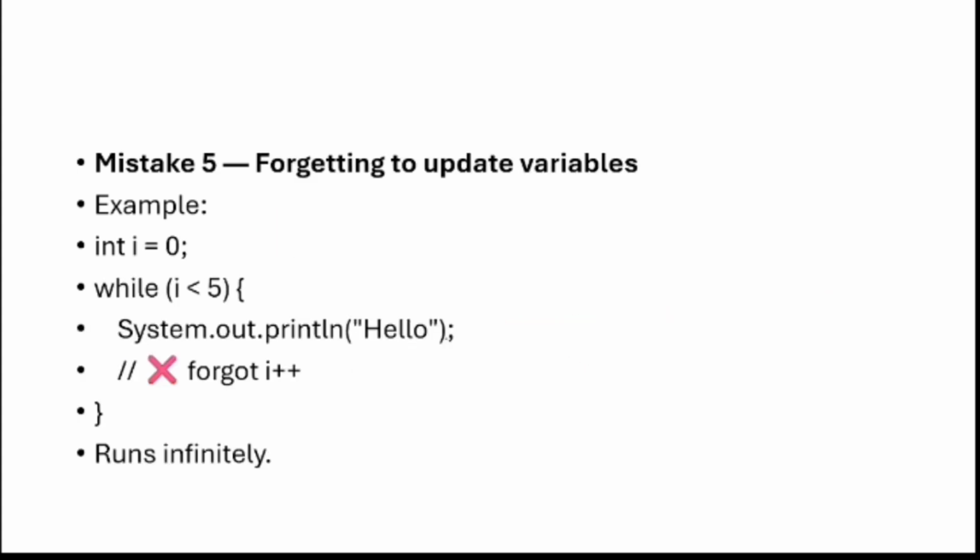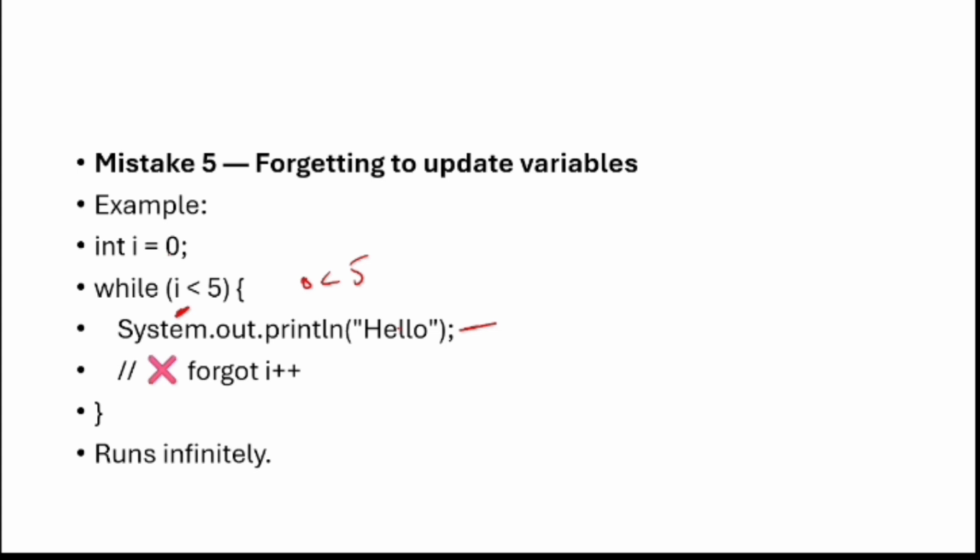For example, forgetting to update the variables. What you did here is write a while loop and print hello, but you have not incremented this i value. If you do not increment this i value, what will happen? It will go: while 0 is less than 5, yes, 0 is less than 5, then it will print hello. It is not incremented or updated.